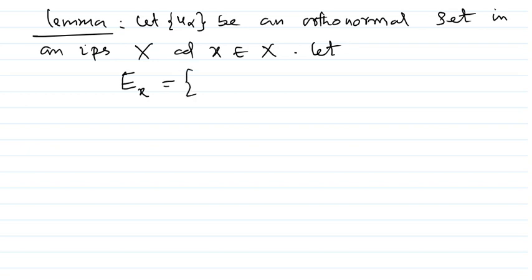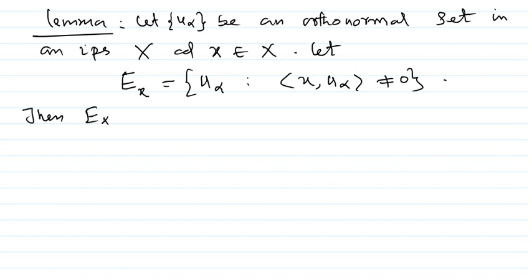This set E_x is the set of the members of this orthonormal set u_alpha such that the inner product of u_alpha with x is not equal to 0. Then this set E_x is a countable set.